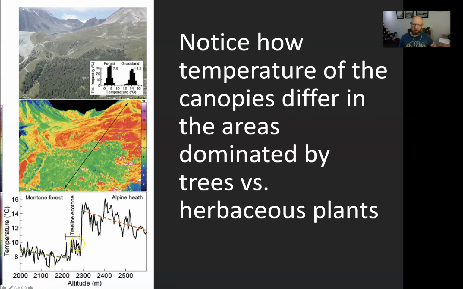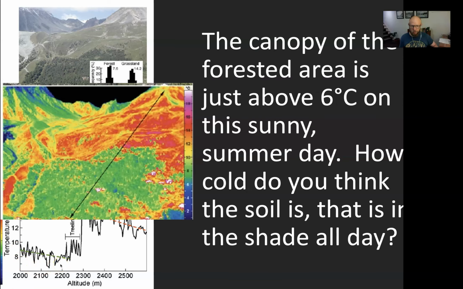You can see on the bottom figure that this is just the canopy temperature with altitude, and the plants in the alpine are warmer. They're maybe around 12 to 14 degrees Celsius, whereas the tree canopy is between 8 and 10 degrees Celsius. If we look a little closer, a lot of the forest temperature is hovering between 6 and maybe 8 degrees. This is a pretty warm day in the summer for this particular site, so this is about as warm as these plant canopies are going to get. And at 6 to 8 degrees, it's a little above that threshold of growth.